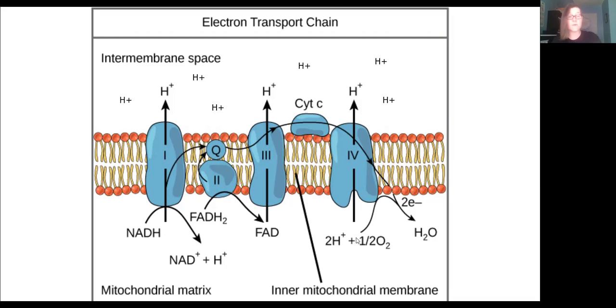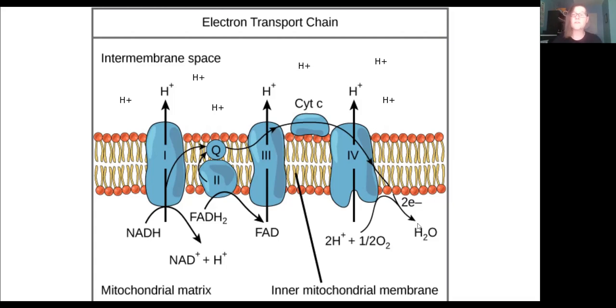And then finally, because we oxidize something, we have to reduce something. The final reduction is oxygen gas to water. So C6H12O6 becomes CO2. Oxygen gas becomes water.